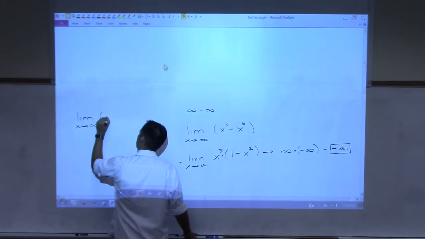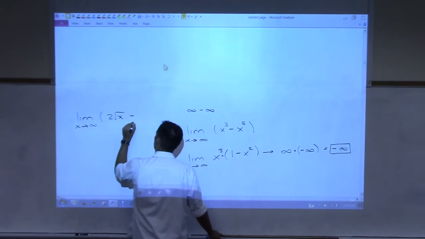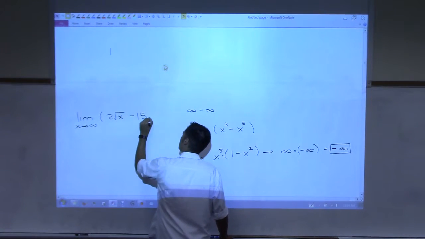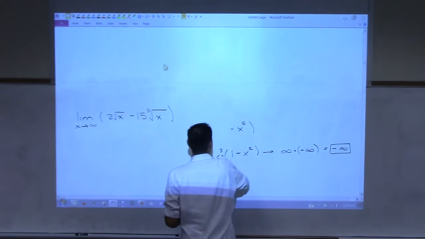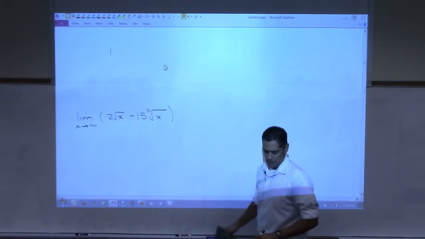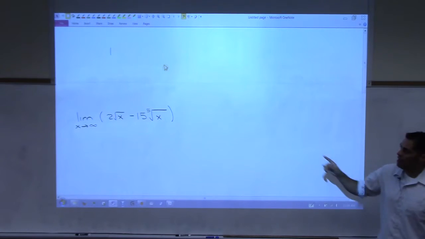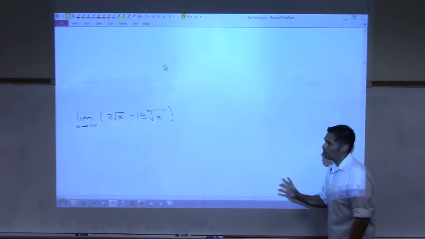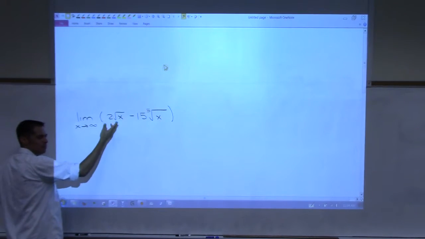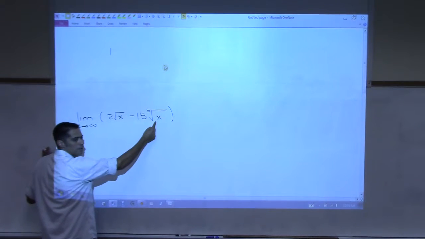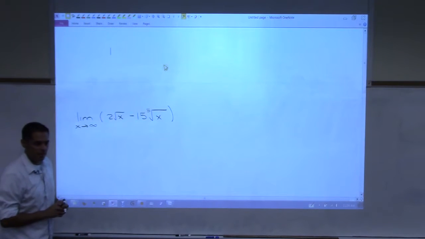What if you have, I don't know, 2 square roots of x minus 15 fifth roots of x? So that's the 5th root of x, that second one. Let's first check to make sure we have infinity minus infinity. Infinity square root times 2, still big, right? 5th root of a huge number, still big, times 15, still big. So this is infinity minus infinity, right? That's the form we have.